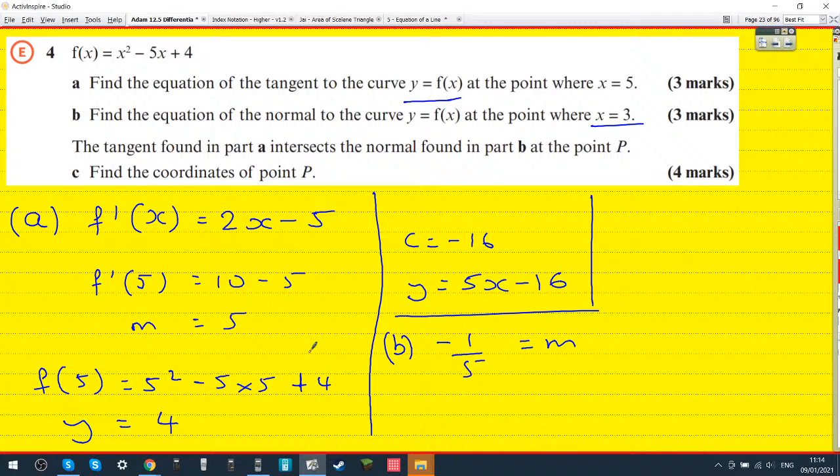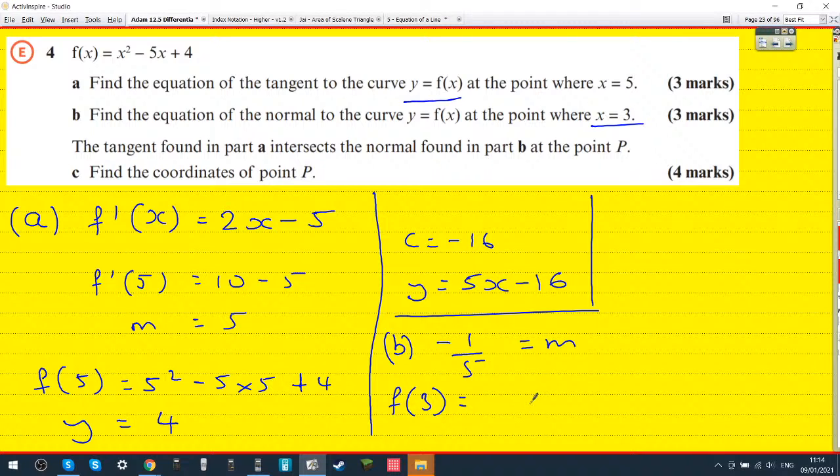Oh, do we sub into y equals mx plus c? No. Oh, but do we? No, because we want y, don't we? Yeah. So we need to sub into x squared minus 5x plus 4. So it'll be minus a fifth squared. No, it's not m squared, it's x squared. M is minus 1 over 5.